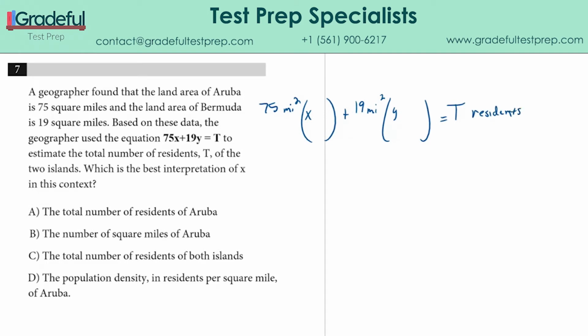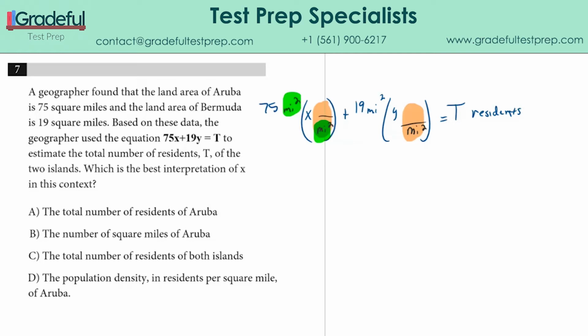And the question is, what needs to go in these spaces? What unit needs to go here in order to end up with residents? Now, when you do unit conversions, what you're trying to do is get a unit on the bottom that'll cancel out the unit on the top. So without knowing much else, we know that we need miles squared, square miles, in the denominator of this unit.